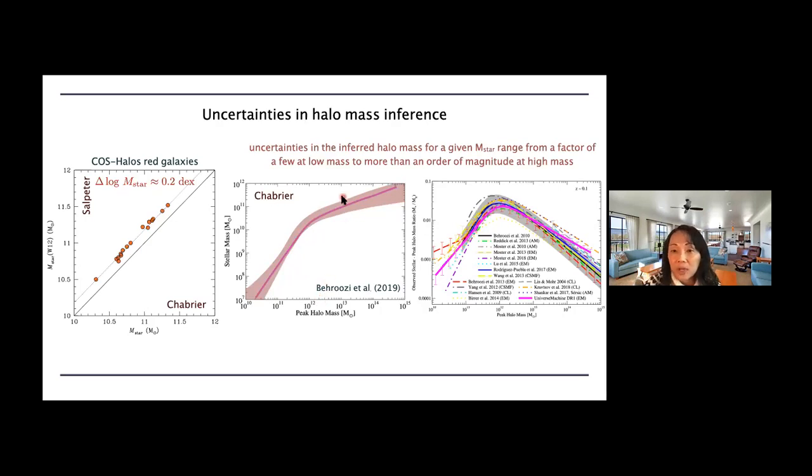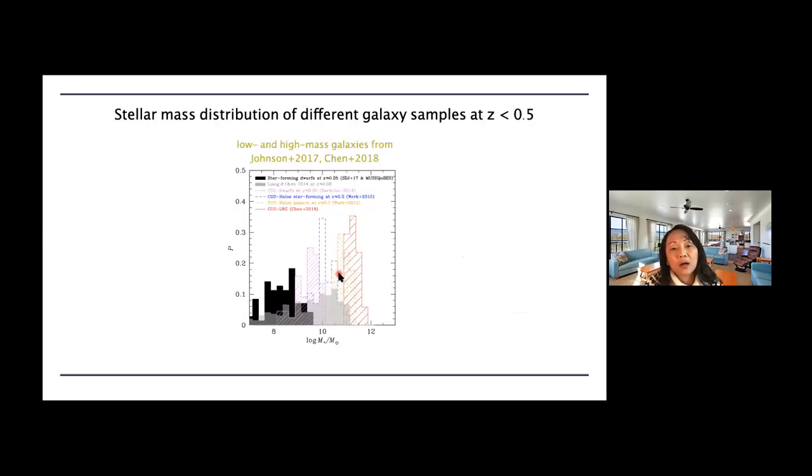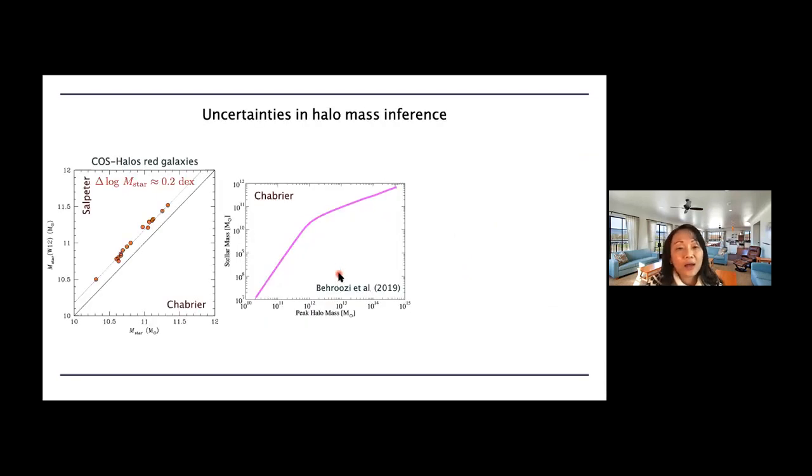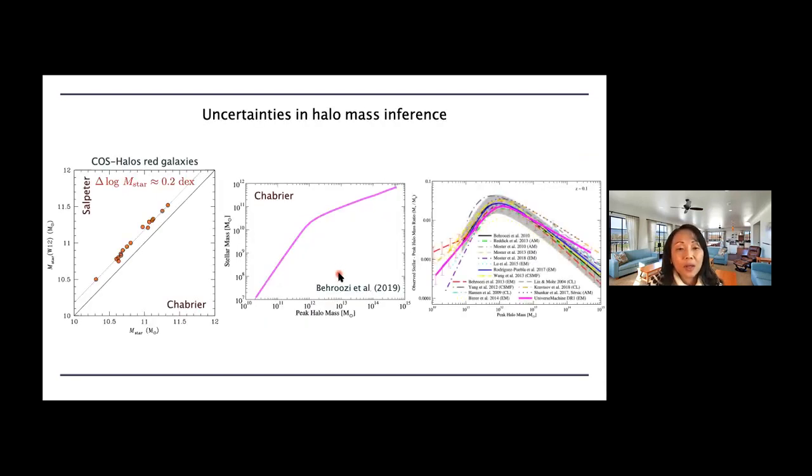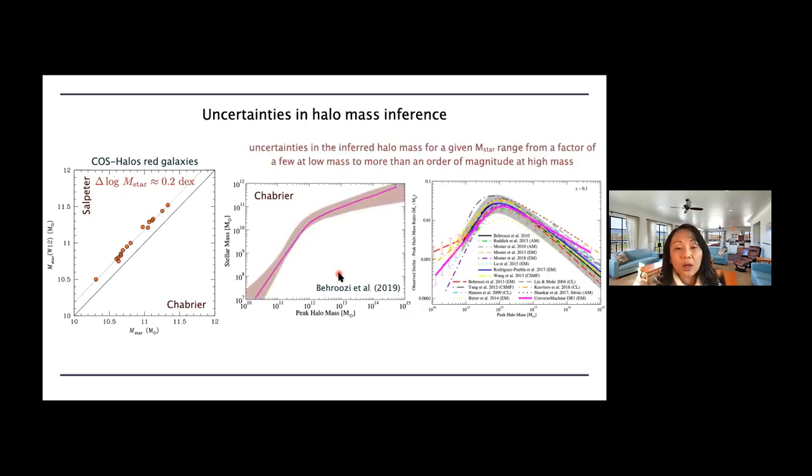it's clear, I hope it's clear that at the high mass end, depending on which relation you use, it could result in more than an order of magnitude difference in the inferred halo mass. So this is just a cautionary note.